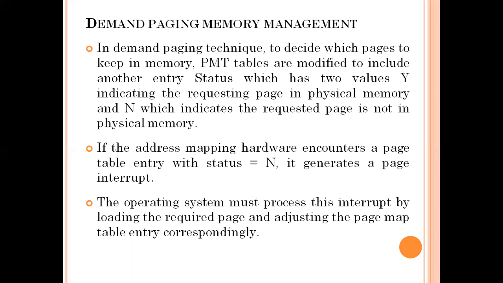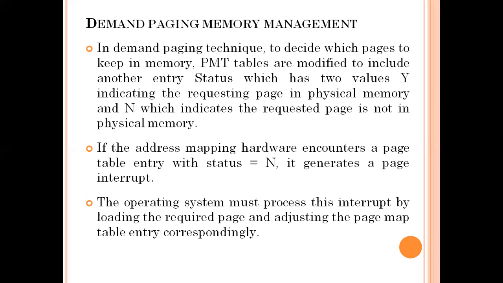So during execution, if the processor comes across an entry in the page map table with a status equal to N, at that time it sends an interrupt demand. The operating system must process this interrupt by loading the required page and adjusting the page map table entry correspondingly. Suppose the processor wants to execute a particular page, that page must be in physical memory. To know whether it is in the physical memory or not, the processor first looks at the page map table. If the status is Y, it is definitely available in the physical memory, and it will execute. And if the status is N, it cannot find that particular page in the physical memory.